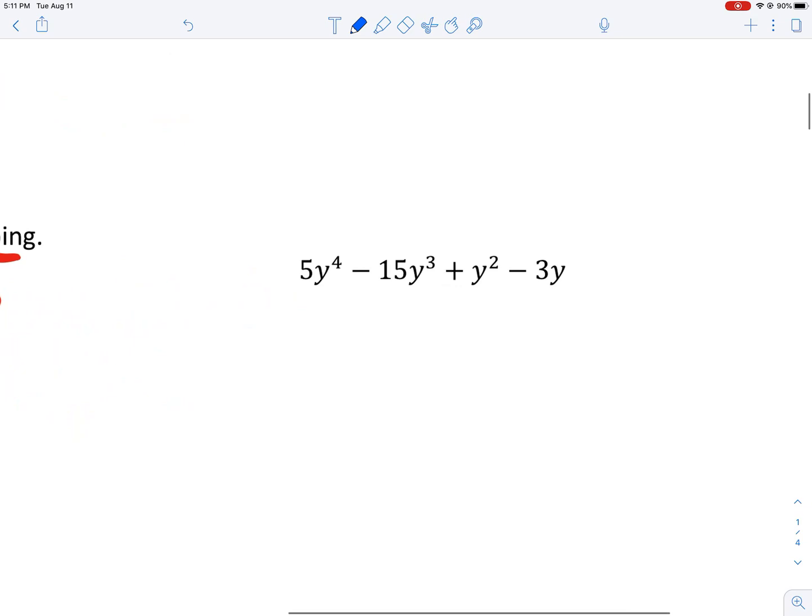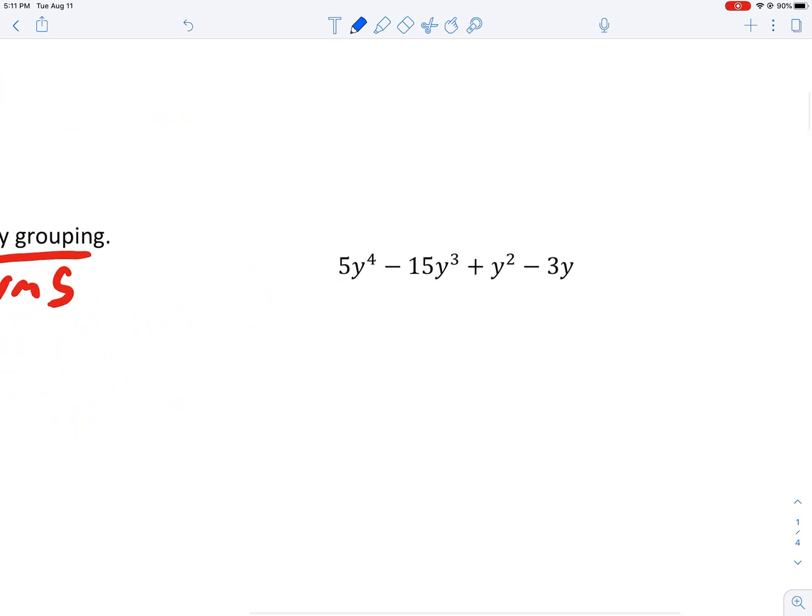Okay, let's move over here. Again, I see 4 terms, so I'm going to try factoring by grouping. Group the first 2, group the second 2.